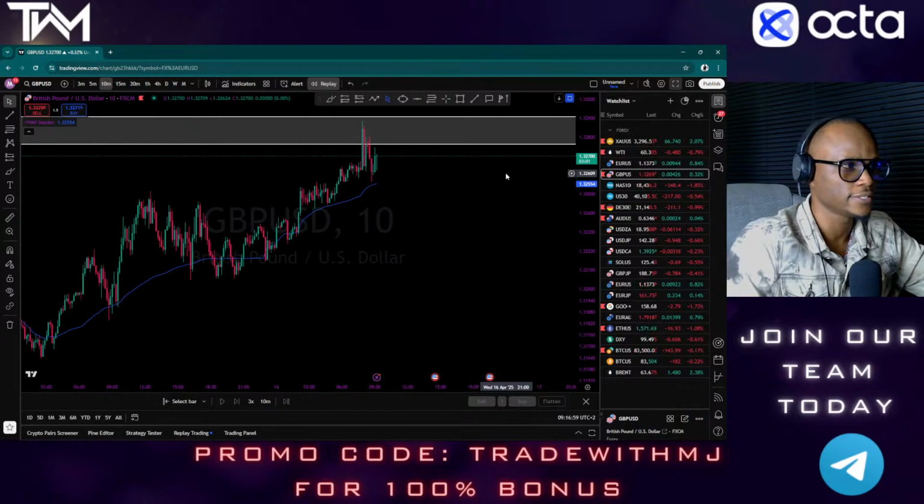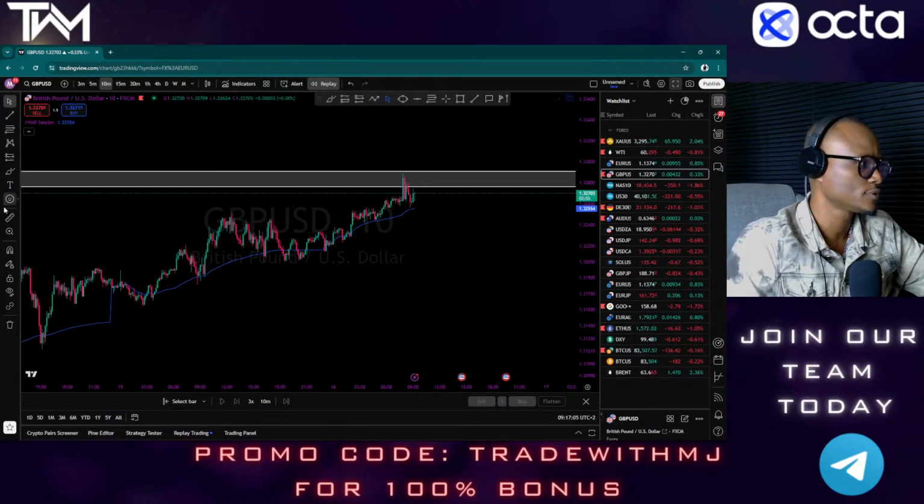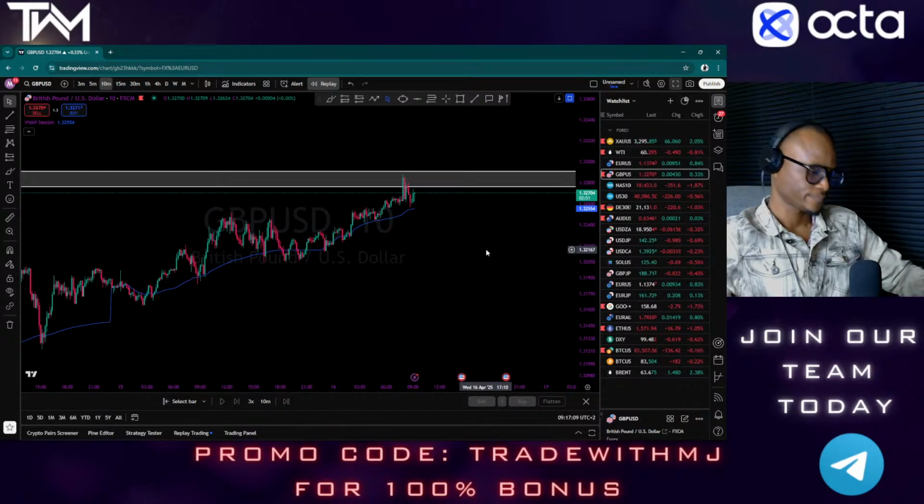GU on the other hand, I'm just waiting to see if anything breaks below my VWAP, I'm also taking a sell short position. I'm aiming for at least 30 pips.